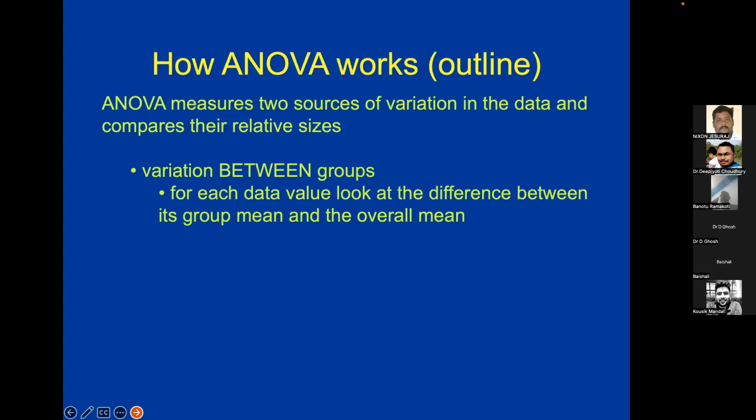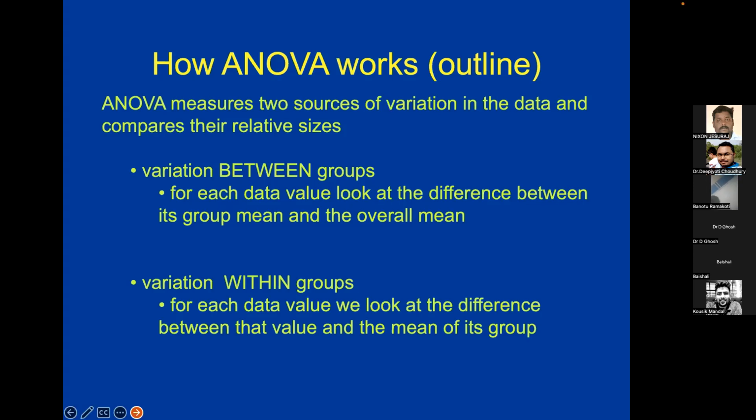For each data value, look at the difference between its group mean and the overall mean, which we referred to as the grand mean, also called the overall mean. Further, there is variation between the groups and variation within the groups. For each data value, we look at the difference between the value and the mean of its group. So how do we measure it? X bar minus X bar whole square. It should be double bar: Xij minus Xi bar whole square.